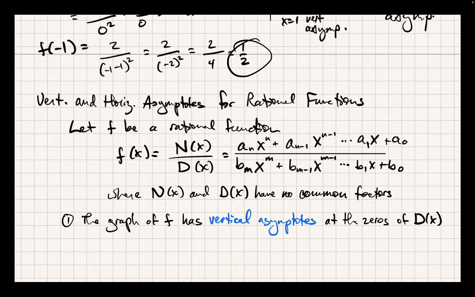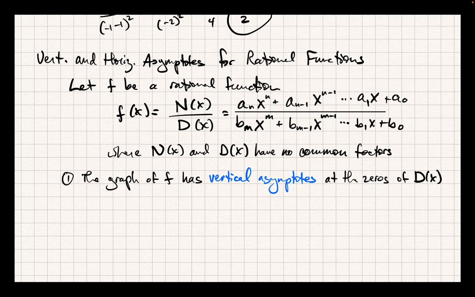So anywhere the denominator is 0. And writing it this way, at the zeros of D of x, recognizes that there might be more than one place where the denominator would be 0. So I think we understand that rule. Rule 2.